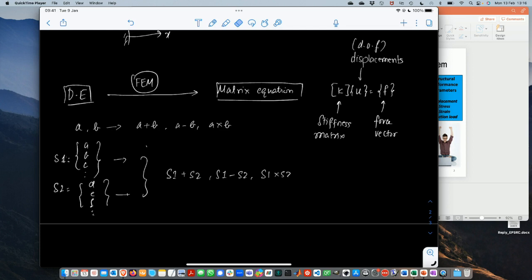I don't know if they'll be doing it in the next class, but at least you'll get that before you finish. And there you'll be introduced to how you convert, let's say, a partial differential equation or a differential equation that describes your physical phenomena into a matrix equation that your finite element is solving.